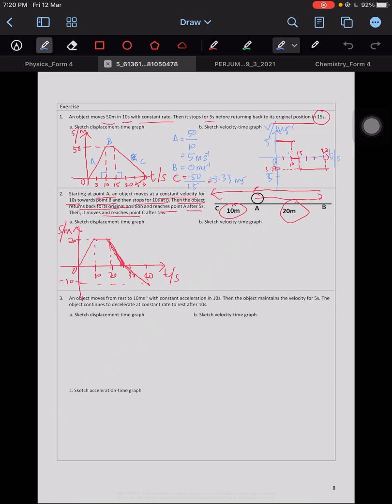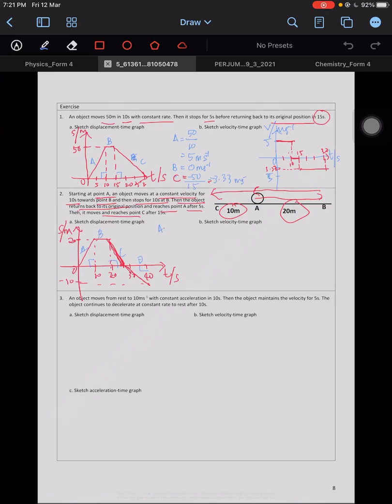You see here you need to know what your gradient is. So you need to find out your gradient. This is your A, B, C and D. What is your A? You calculate. So 20 divided by 10. What do you get? 2. 2 meters per second.